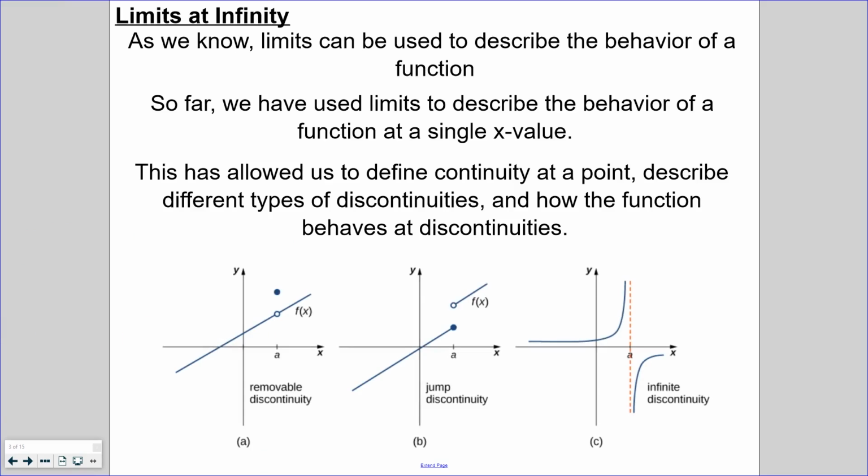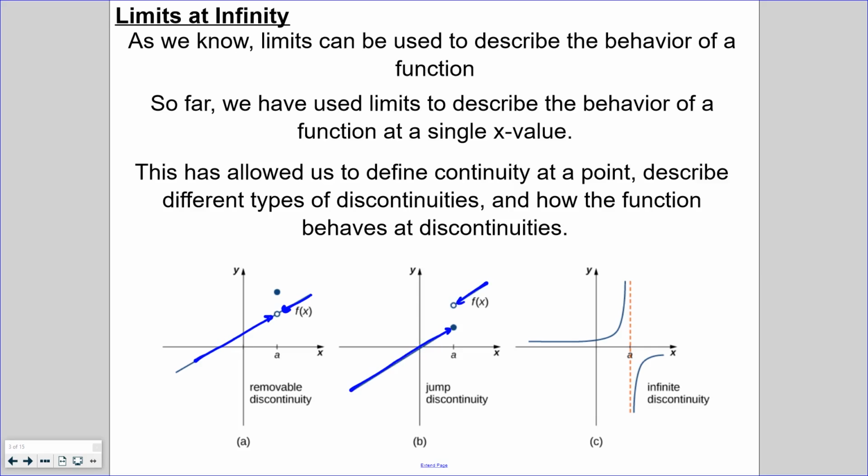So for example, we've investigated removable discontinuities, and with removable discontinuities, we know that the limit from the left is going to equal the limit from the right, and they're both going to be at that same point. And we can say that, okay, well, if there is a removable discontinuity, the limit exists, but the limit doesn't equal the actual height. We've also looked at jump discontinuities, where the limit from the left does not equal the limit from the right, and that's a dead giveaway for us.